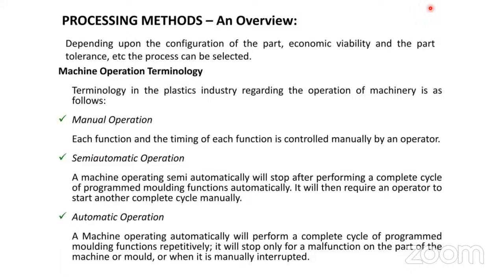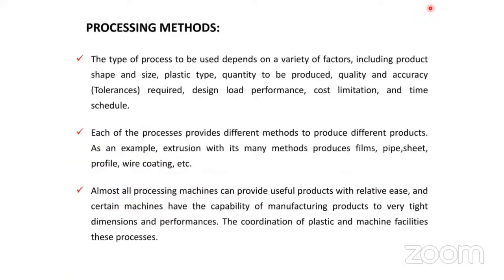Automatic operation. Now here, you do not need to do anything. It just keeps going on. It is automation in the process. Now, processing method: the type of process to be used depends on a variety of factors, including the product shape, size, plastic type, quantity of the product, quality, accuracy, required design and performance, and lastly, the cost limitation. These are very important factors.